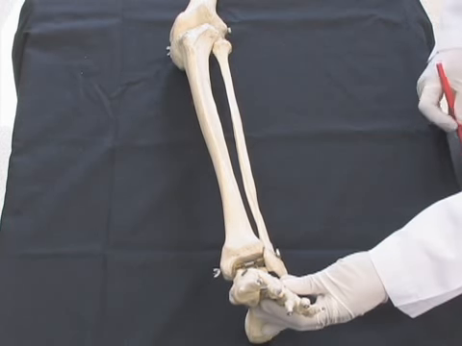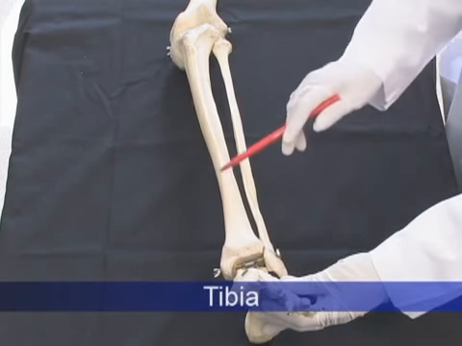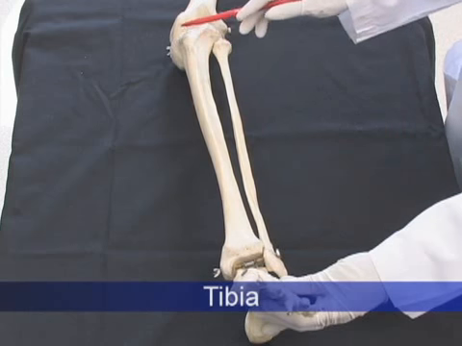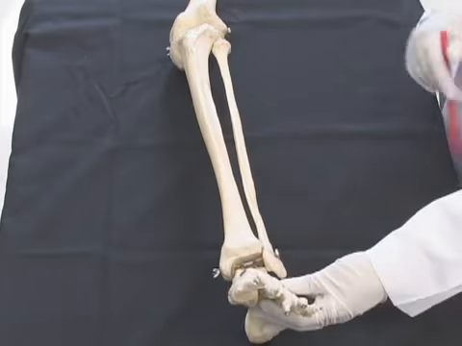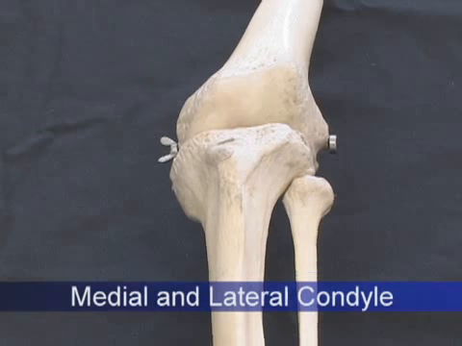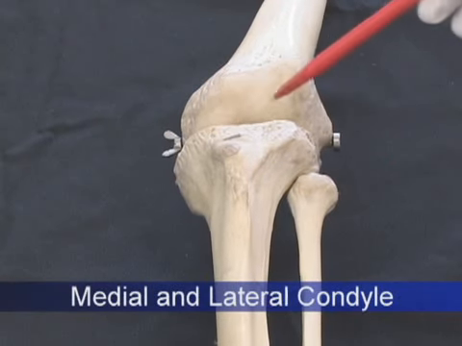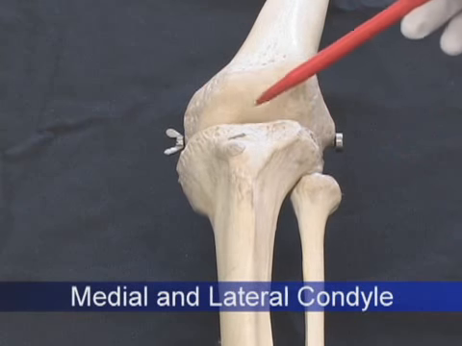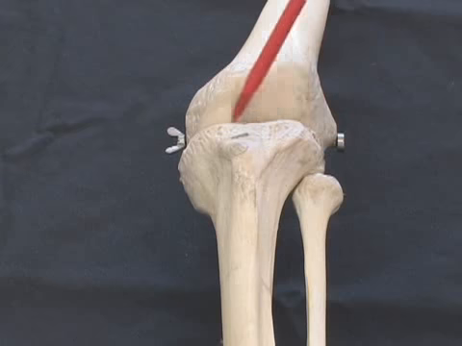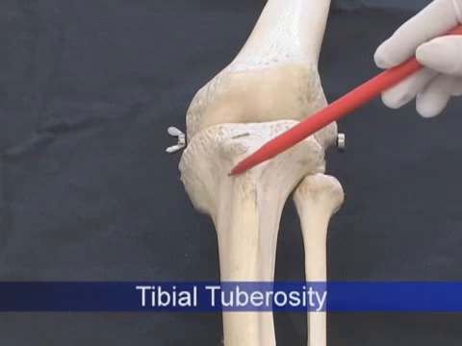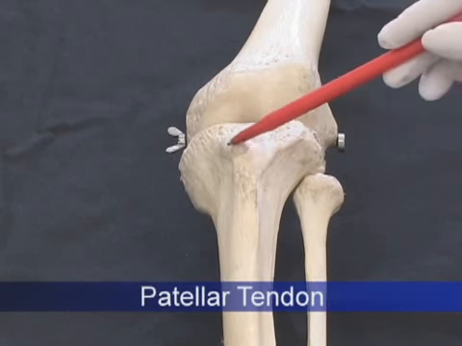The leg has two long bones, the tibia, which is larger and more medial, and the fibula, which is slender and more lateral. The head of the tibia has medial and lateral condyle. Each has an articular surface. It articulates with femur to form the knee joint. This is tibial tuberosity, where the patellar tendon attaches.